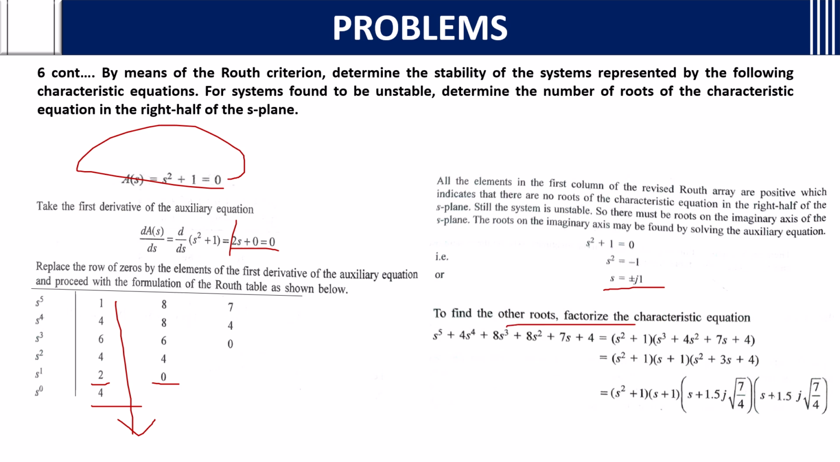To find the other roots, this is the omega. Omega means the oscillating frequency, omega equals 1. To find the other roots, we need to factorize. Using this auxiliary equation, s square plus 1, you will divide the whole characteristic equation by s square plus 1. Then you will get s square plus 1 into some value.